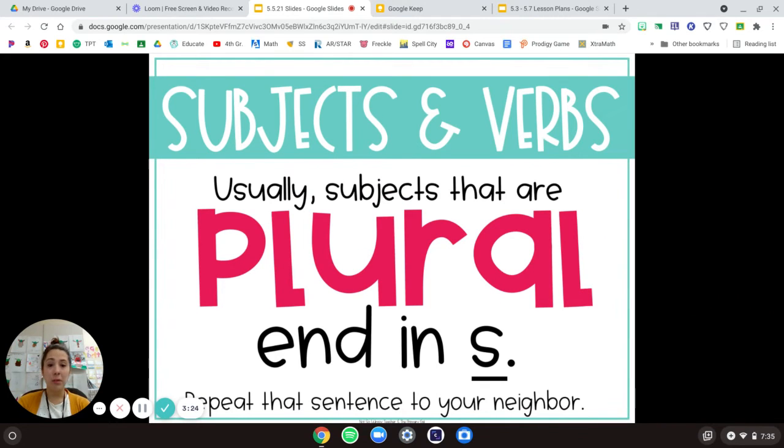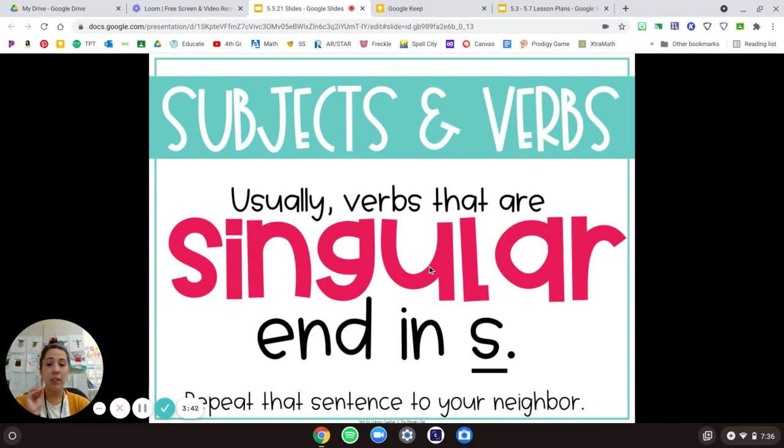Okay? So usually subjects that are, sorry, got a little confused there. Subjects that are plural would end in S, okay? So the subject, who the sentence is about. And usually the verbs that are singular verbs end in S, okay? Like we noticed, the verb part would end in S if it's singular.